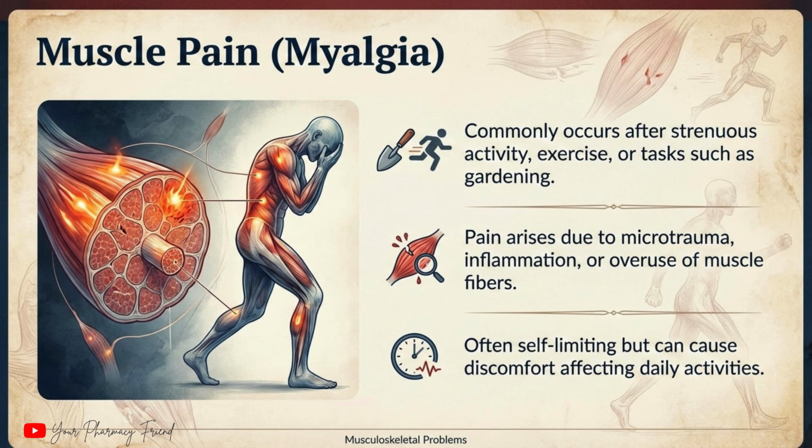Let's begin with muscle pain, also called myalgia. This is a common condition, often resulting from strenuous activity, exercise, or physically demanding tasks such as gardening. The pain arises due to microtrauma and inflammation of muscle fibers, which triggers local irritation and discomfort. While typically self-limiting, muscle pain can interfere with daily activities, and appropriate management is essential in community pharmacy practice.